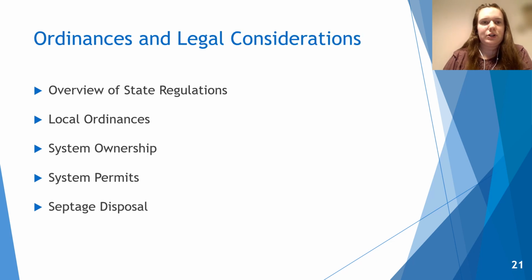The resource guide also goes into ordinances and legal considerations, starting with an overview of the state regulations on wastewater treatment and management, some local ordinances for the Black Belt counties, and legal considerations for system ownership, permitting, and finally, what to do with the solids from the septic tanks, typically known as septage. Those solids will need to be disposed of, which is currently a pretty hot topic and needs to have a lot more research and discussion going into how do we safely manage those solids.